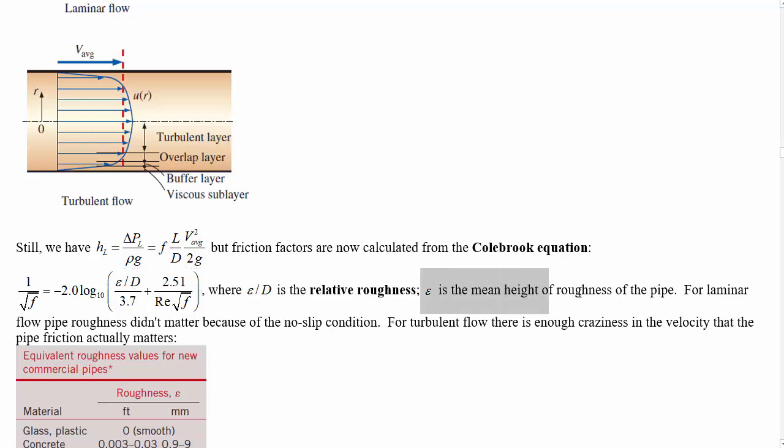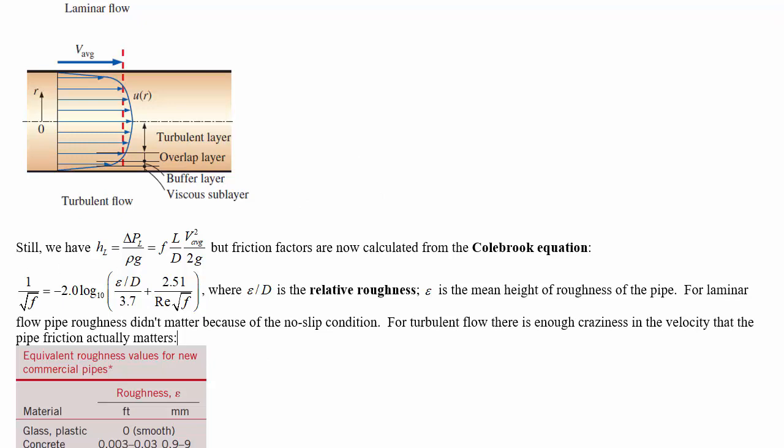Epsilon is the mean height of the roughness of the pipe. So epsilon over d, mean height of roughness divided by the diameter, is called the relative roughness of the pipe. For a laminar flow, pipe roughness didn't matter because of the no slip condition. So it's kind of like it's already infinitely rough at the edges. But for turbulent flow, there's enough craziness in the velocity that the pipe friction actually matters.